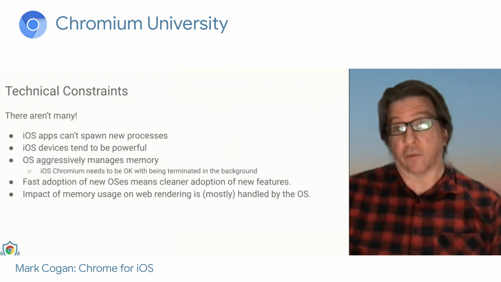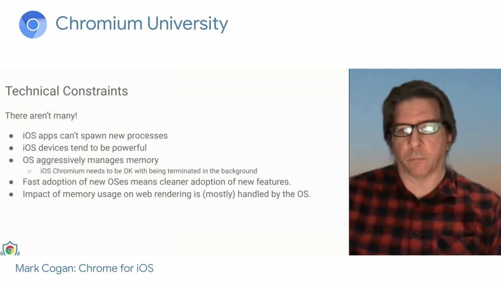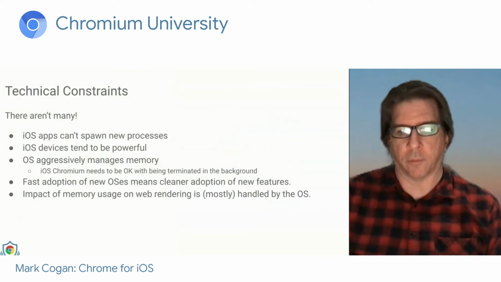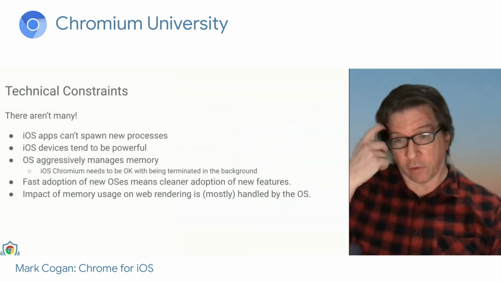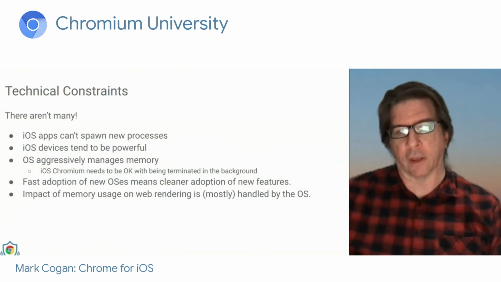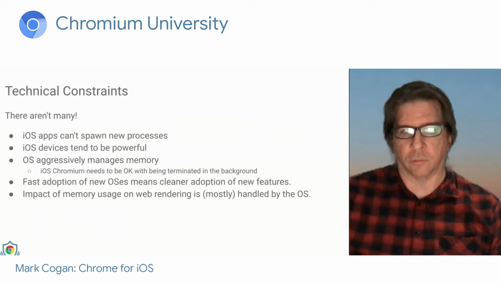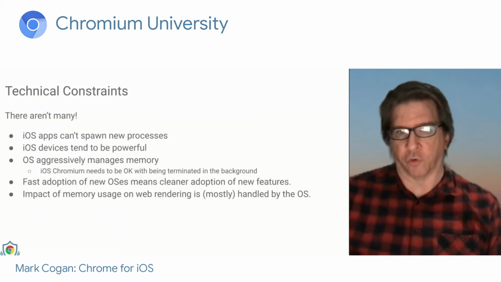So, technical constraints on building on iOS, there actually aren't that many. Probably the biggest one that people from other platforms will need to get their head around is that iOS apps can't spawn new processes. Everything is single process in iOS. I mentioned that the web rendering is out of process. That's true, but we don't have a whole lot of control over that. So iOS Chrome has to be entirely in the same process, and so we can't use any cross-platform code that presumes that multiple processes are available.